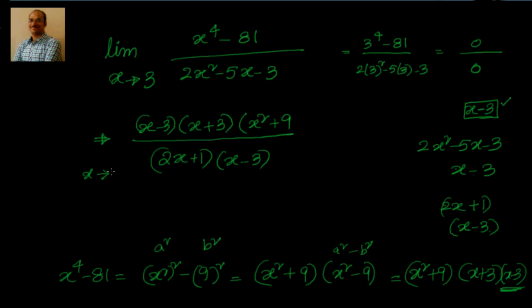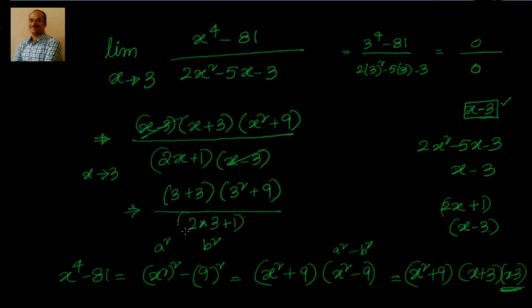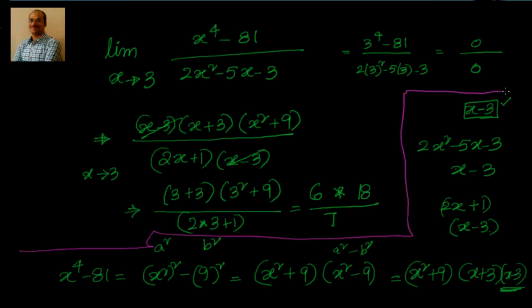Now this seems to be easy because I can cancel x minus 3. So now I should be happy because now I will not get 0 because these two terms are gone. If I substitute 3, that is 3 plus 3 into 3 square plus 9 divided by 2 into 3 plus 1, that is equal to 6 into 9 plus 9 is 18, divided by 2 into 3 is 6, 6 plus 1 is 7. So that is nothing but equal to 108 by 7.